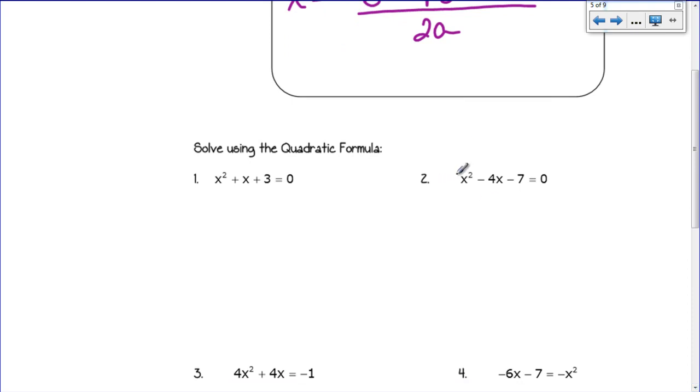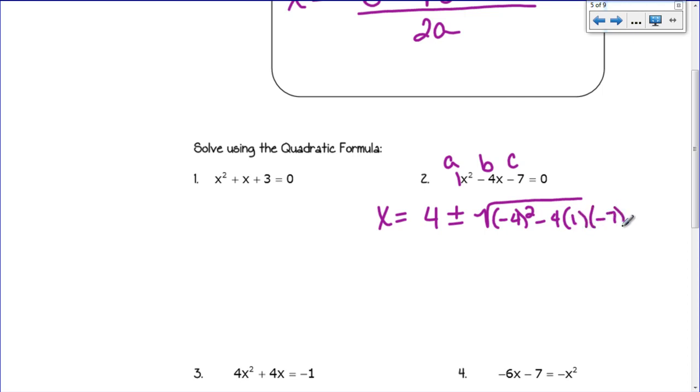Here is number 2. There's a 1 right here that you don't see. So here's a, b is negative 4, c is negative 7, so we're going to plug into our formula. So I have x equals the opposite of b, which is positive 4, plus or minus the square root of b squared, and since b was negative, I'm going to use parentheses, so I have (negative 4) squared minus 4 times a, which was 1, times c, which was negative 7, all over 2a, which is 2 times 1. So we're going to simplify.